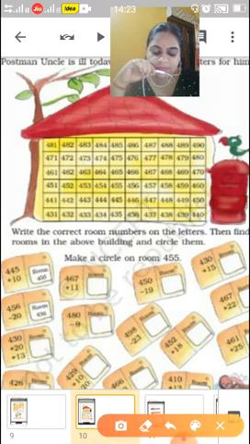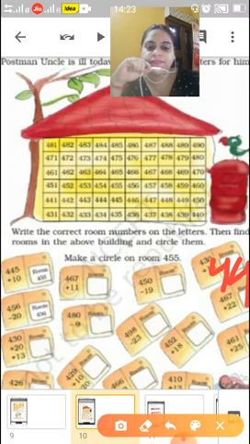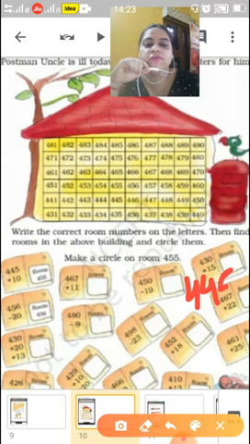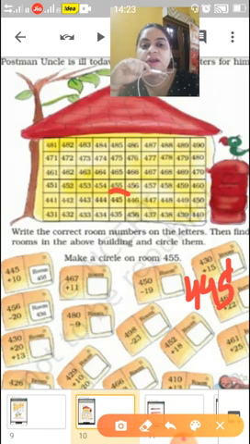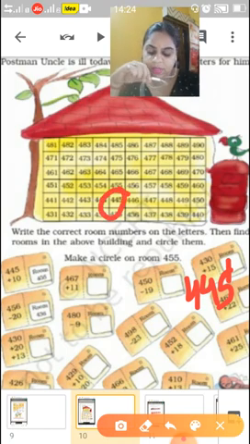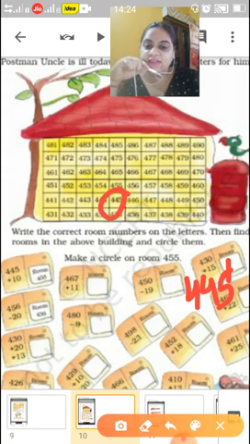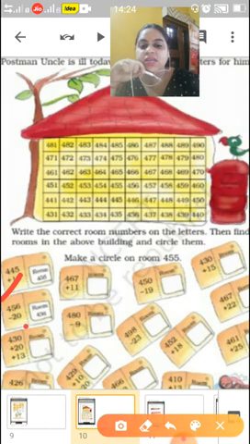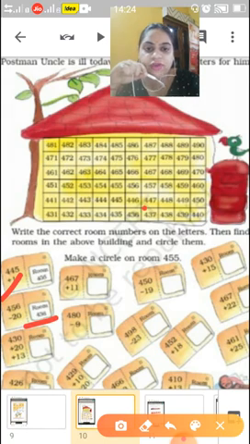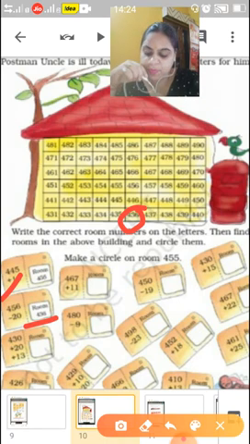430 plus 15, that is 445. What will come? 445. In this box this will come. So now what we will do? We will circle on 445. Now next, 456 minus 20. So children, what have they written? They have written 436. So now we have to circle 436. Now next, 480 minus 9.